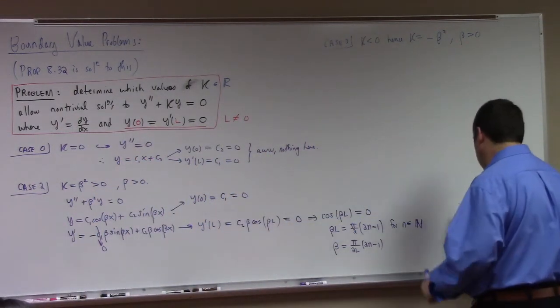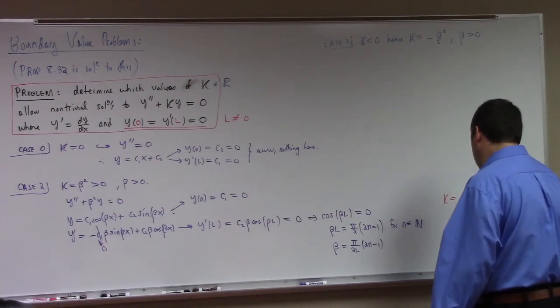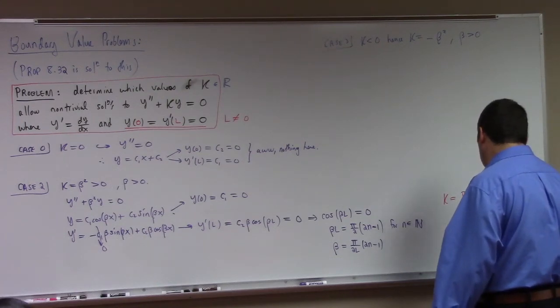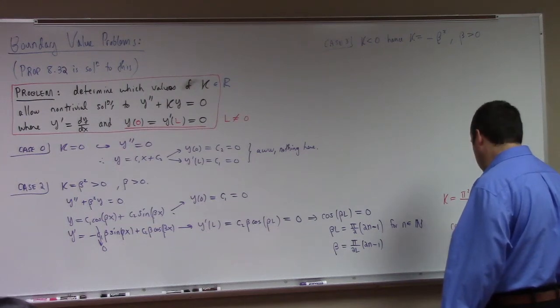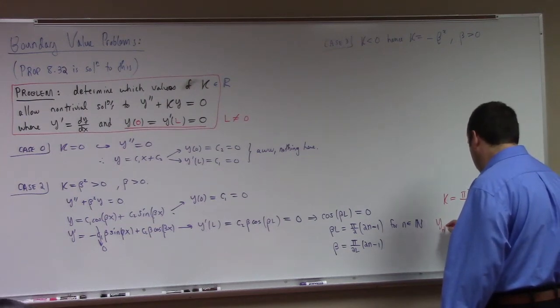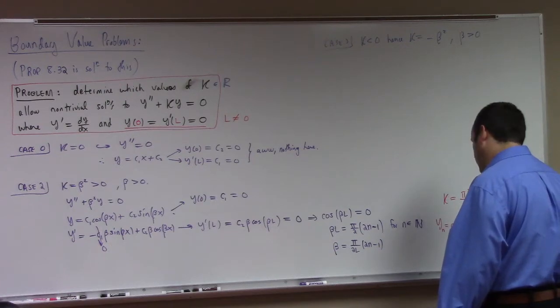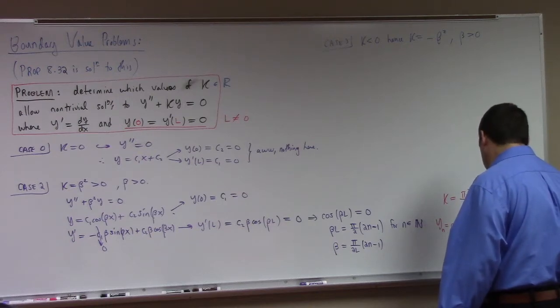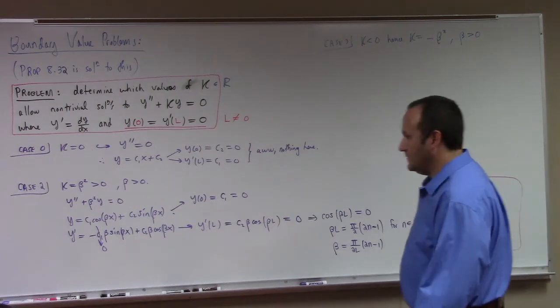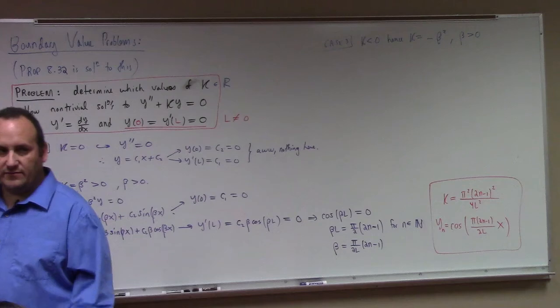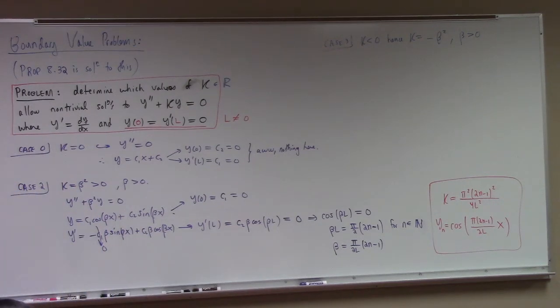What's k? K is kind of weird here, right? K is equal to pi squared times (2n minus 1) squared divided by 4L squared. And my solutions are apparently cosine, so let's say y_n is equal to cosine of pi times (2n minus 1) divided by 2L times x. So there you go. Those are the non-trivial solutions we found in case 2. That's the value k has to be to satisfy this mixed endpoint.